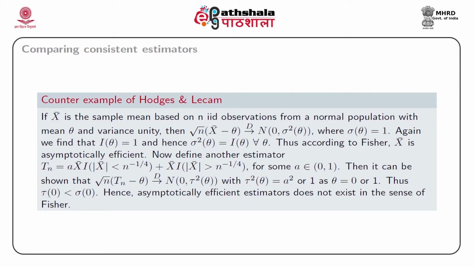They defined some Tn and showed that in large samples Tn has an asymptotically normal distribution, but for some value of theta this asymptotic variance is less than the asymptotic variance of the original estimator. So this means even if we can find some estimator whose large sample variance equals the information bound, we can still obtain another estimator whose large sample variance is less than this variance, at least for some point of theta. So asymptotically efficient estimators do not exist in the sense of Fisher.